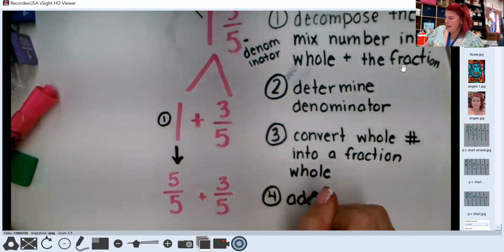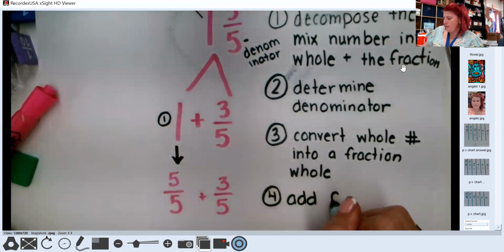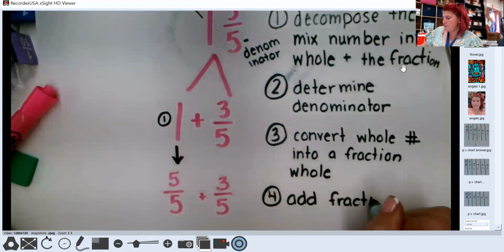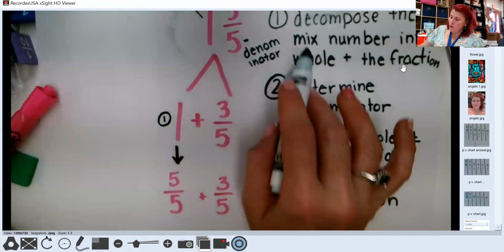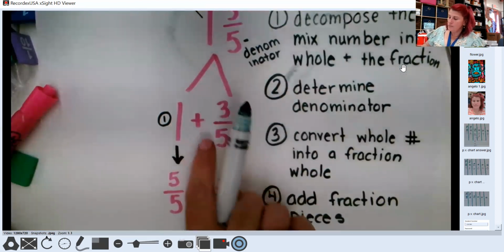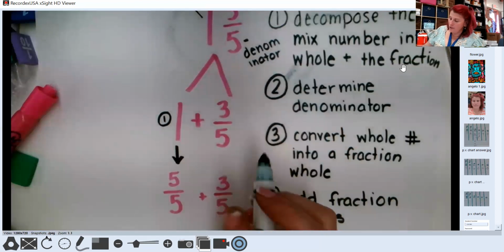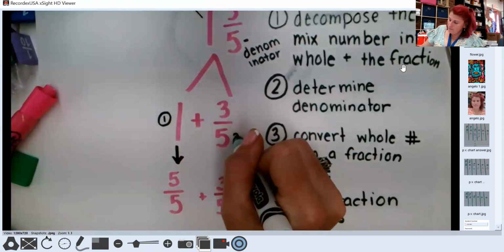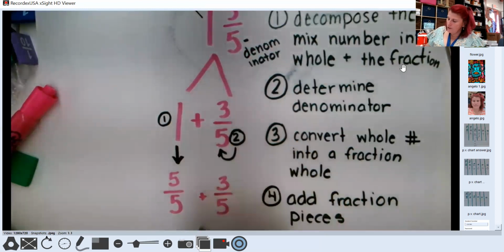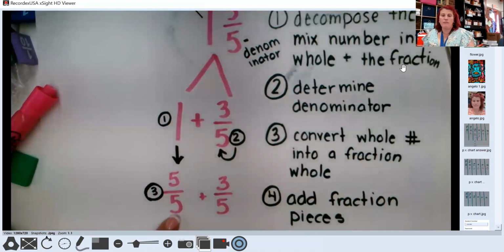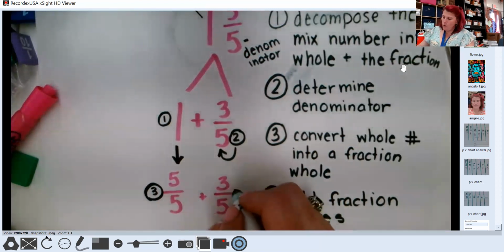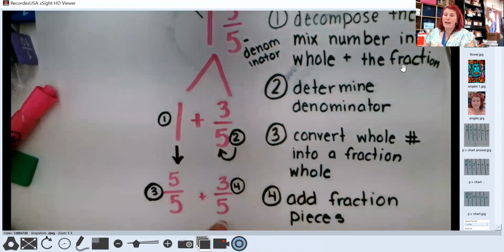And the fourth step is to add your fraction piece. So step 1 is to decompose, that's here. Step 2 is to determine the denominator, that's here. Step 3 is right here to convert your whole number into a fraction whole. And then step 4 is here where you're going to add your fraction piece from your original mixed number.